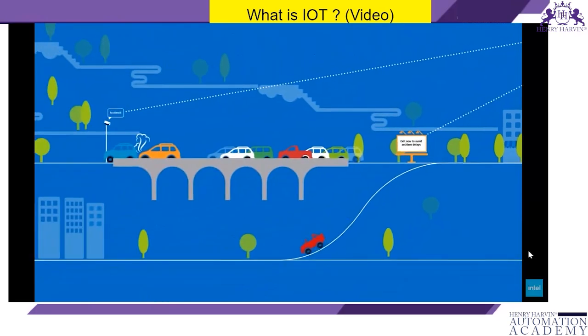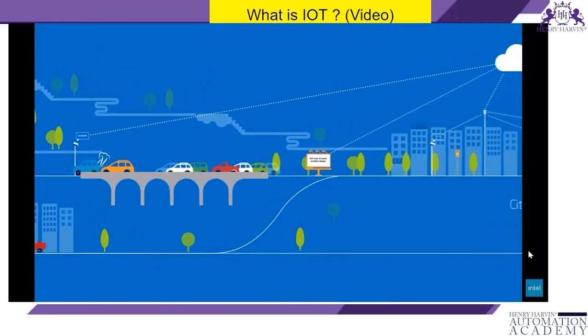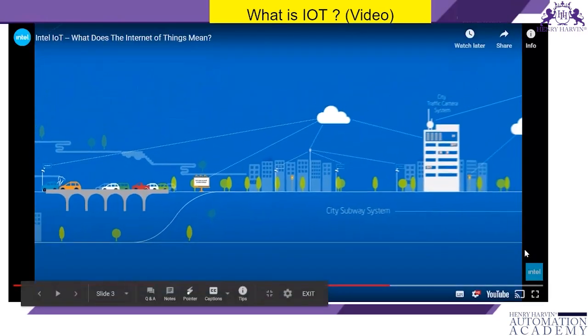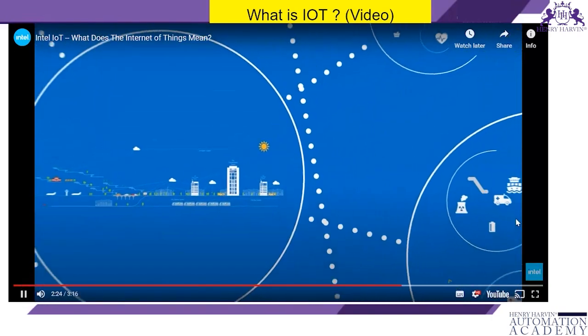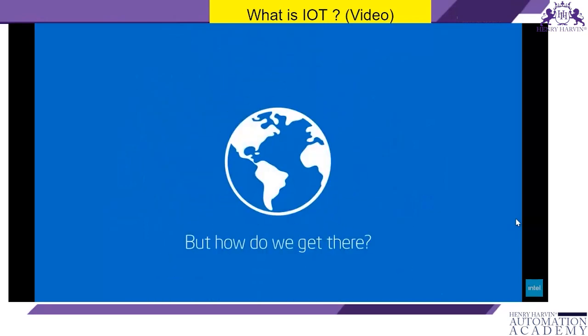And that's just one example of the potential benefits that can happen when intelligent devices share insight with other systems, forming ever-expanding systems of systems. But how do we get there?